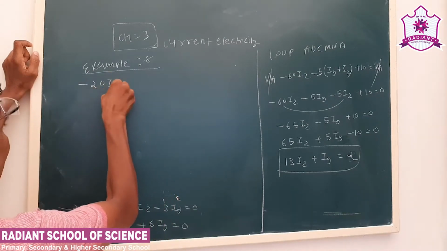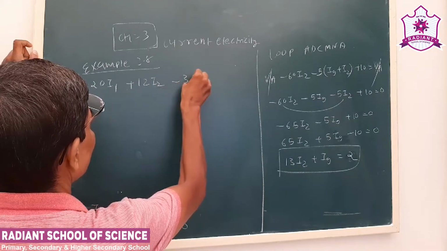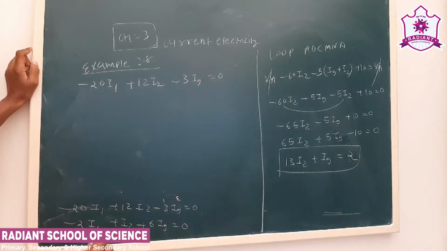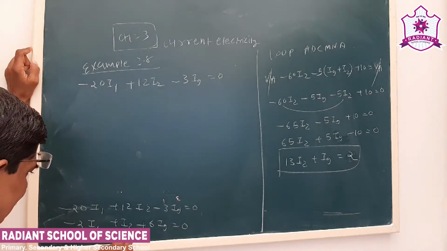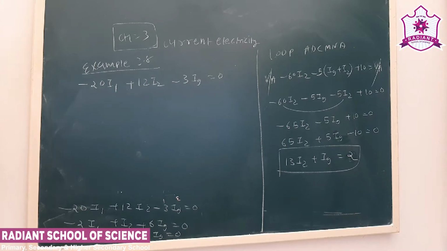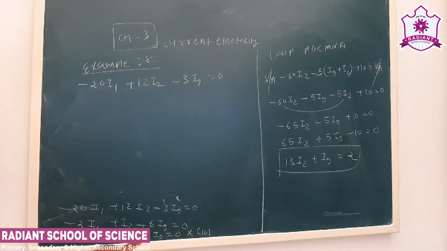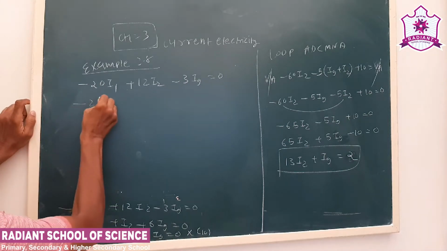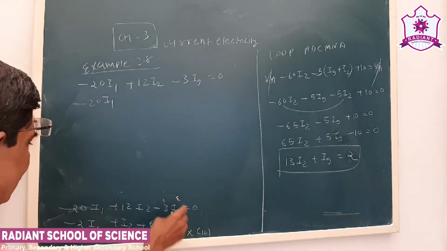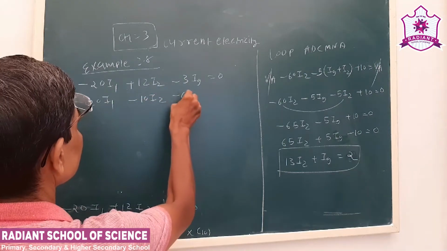Minus 20 I1 plus 12 I2 minus 3 IG is 0. And minus 2 I1, this I can write 2 I1 minus I2 minus 6 IG is 0. Now this I multiply with 10. So 10 times 2 I1 is 20 I1, minus 10 I2, minus 60 IG.